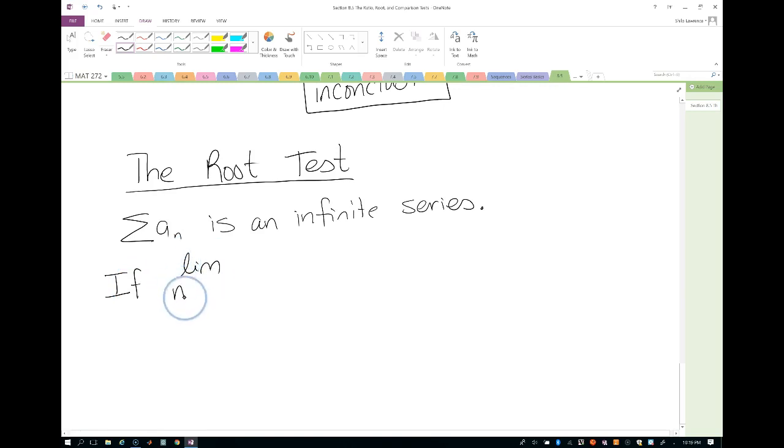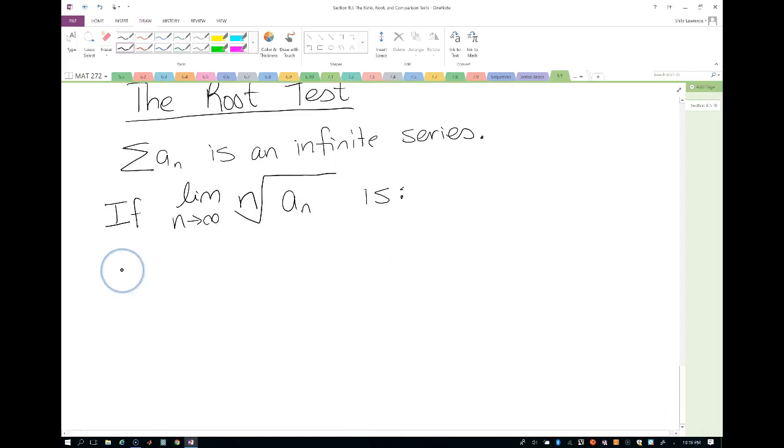And if we take the limit as n approaches infinity of the nth root of a sub n, we can tell just by the result of that limit what our answer is going to be, whether it's convergent or divergent. So the rules for the root test are exactly the same as for the ratio test. If this value comes out to be less than 1, then our series is convergent.